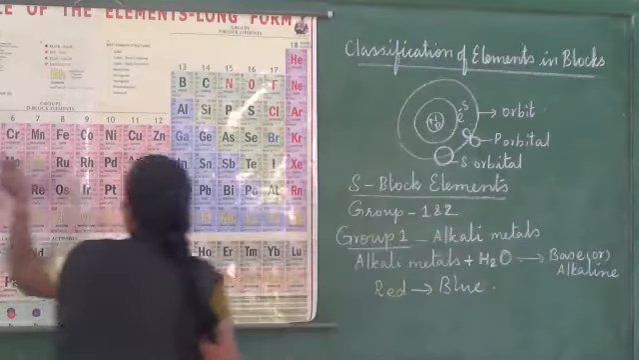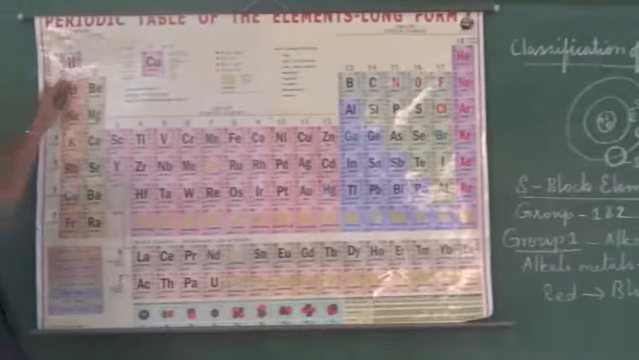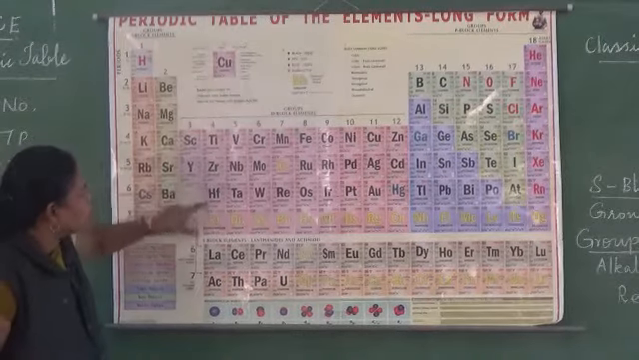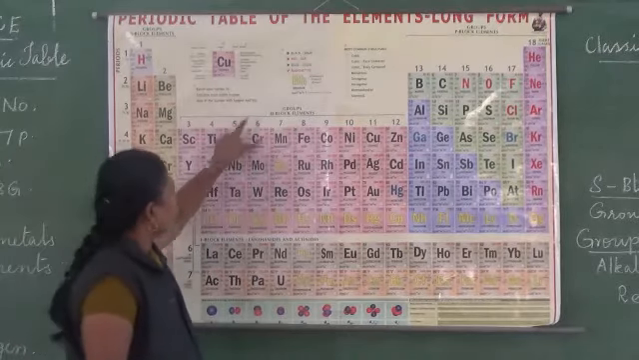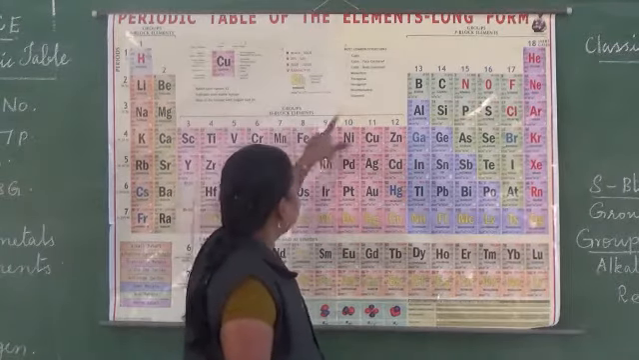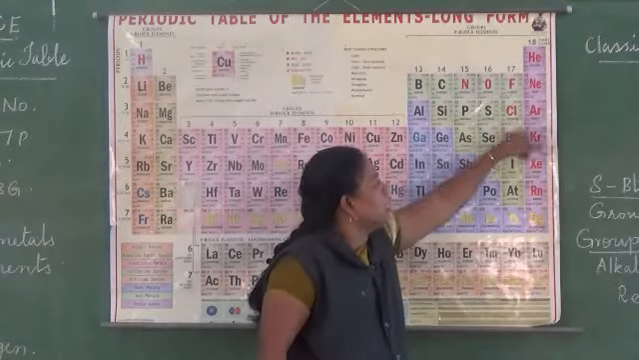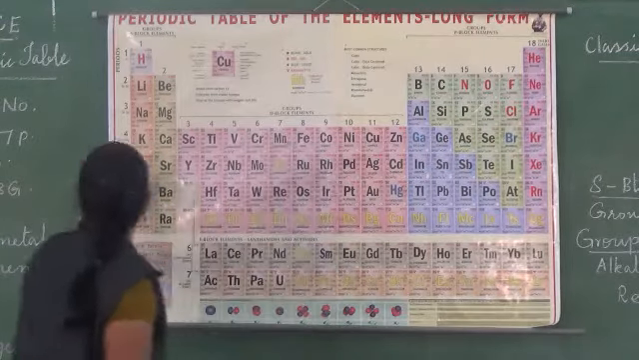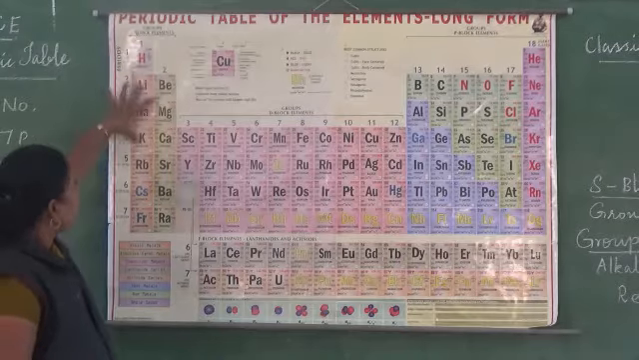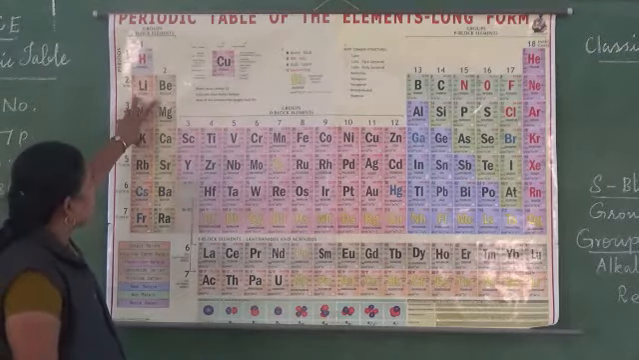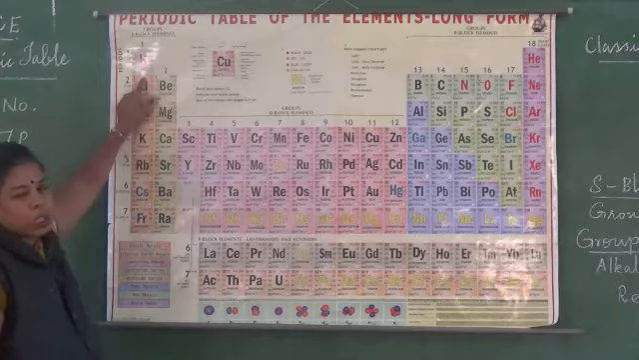That means this one is group 1, this is group 2, this is group 3, group 4, group 5, group 6, 7, 8, 9, 10, 11, 12, 13, 14, 15, 16, 17, 18. As I told you, the first group is called the alkali metals. Why is it called the alkali metals? This is otherwise also called the representative elements.